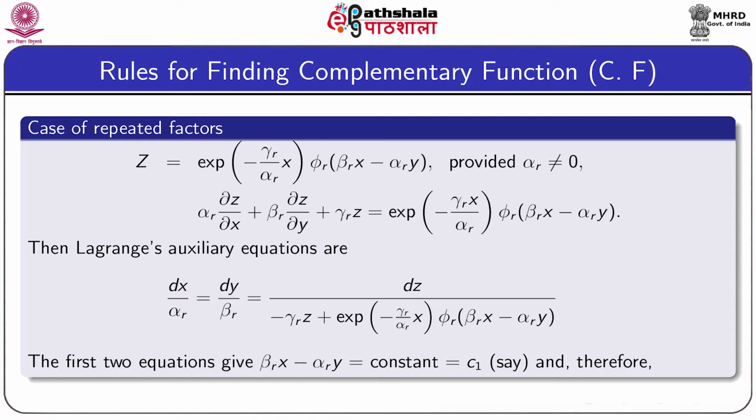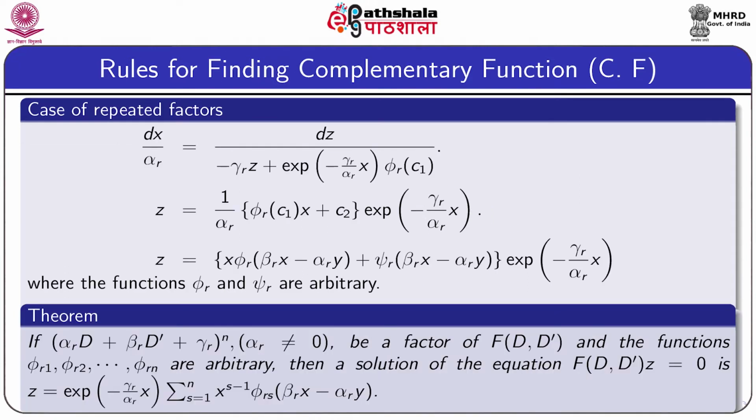So, if we take the first two equations, we can get a solution beta r x minus alpha r y equals a constant. Let us say that constant is C1. We can see that in the denominator of the last expression, dz by some function, beta r x minus alpha r y is present. So, in that place one can replace that function with the constant C1. So, putting that value, we obtain the relation which is written here.